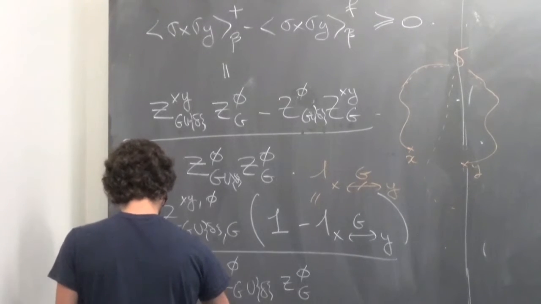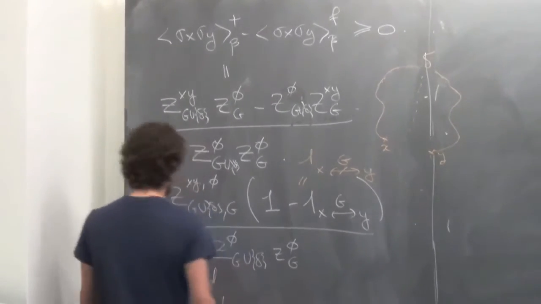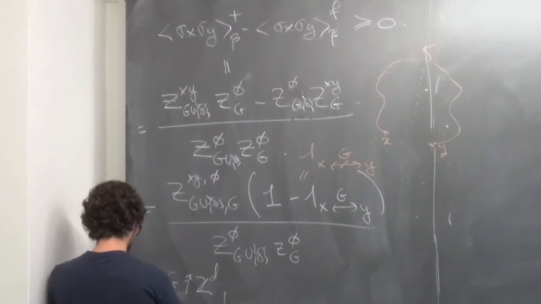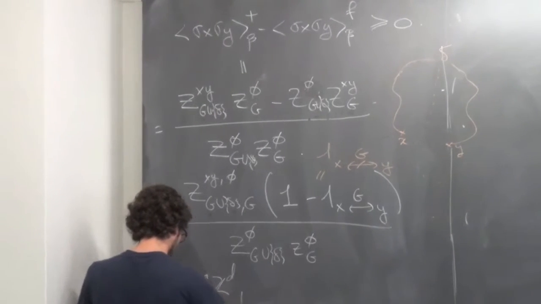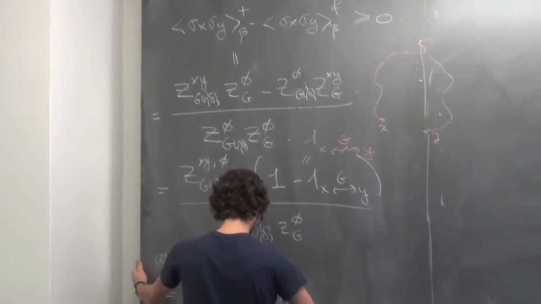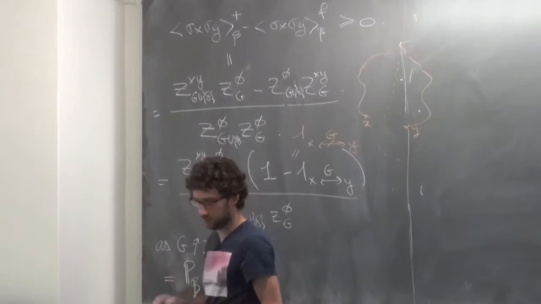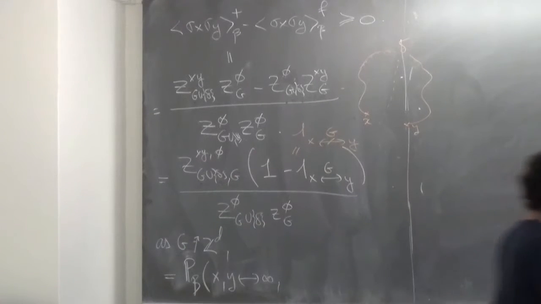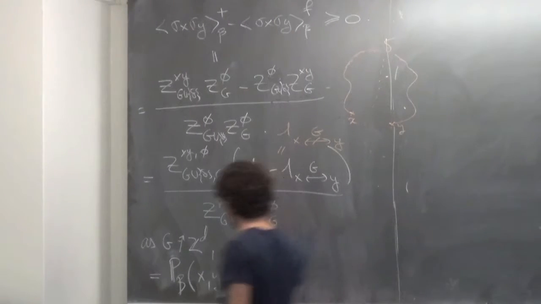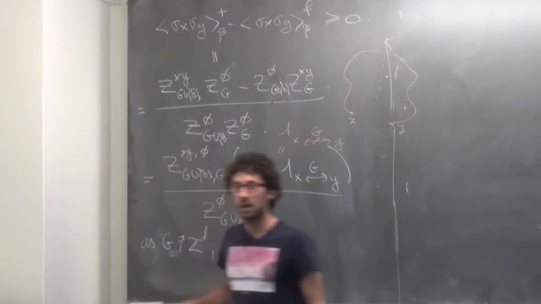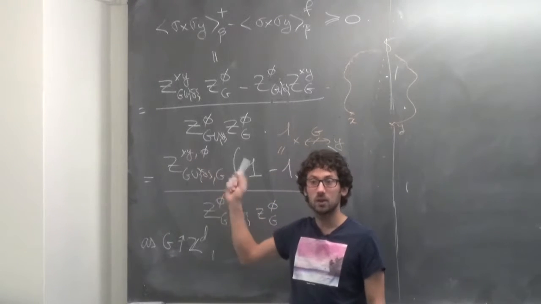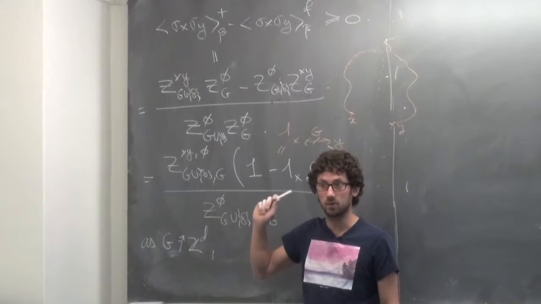As G tends to Z^d, what do I get? I get that this thing converges to the probability at β that x and y are connected to infinity. I should be a little bit careful. This seems to converge to the probability that x and y are connected to infinity, but not together. The only thing is that I have sources at x and y, so it's not the sourceless current that I was working with.